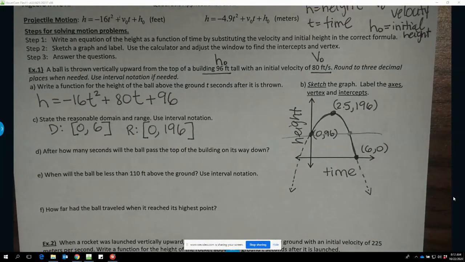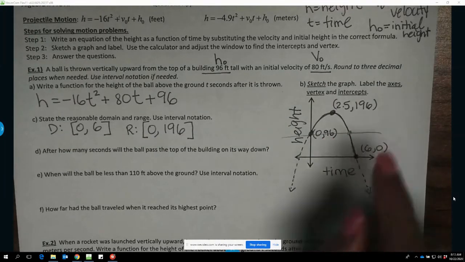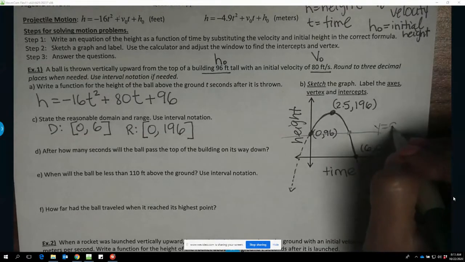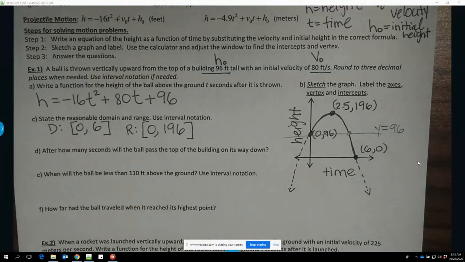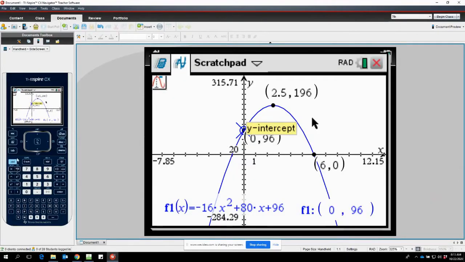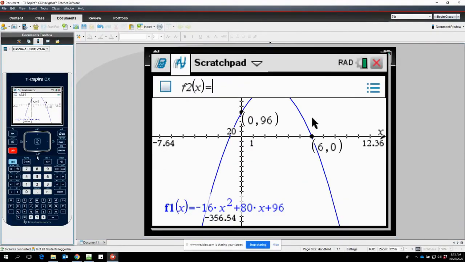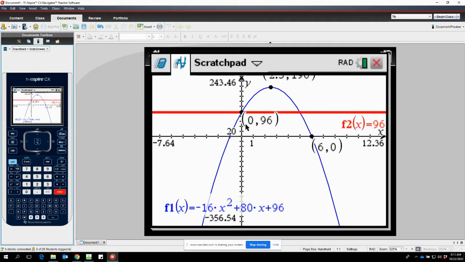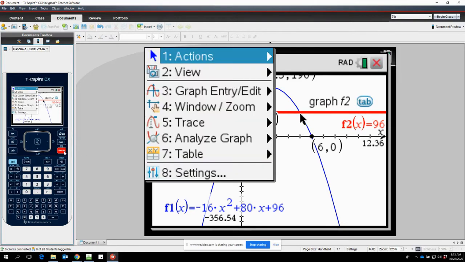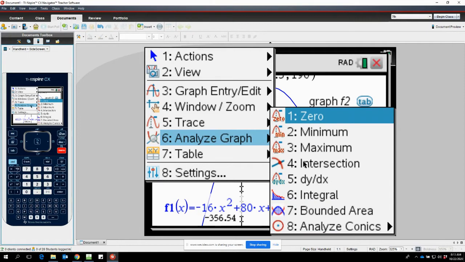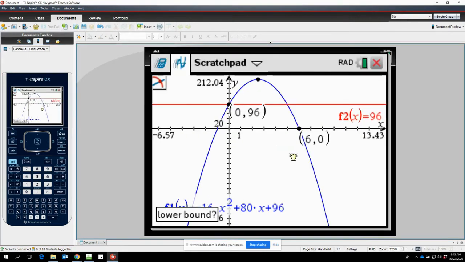So this is one of the ones where on your graph, you're going to go to the F2 and graph 96, because this is y equals 96. So we can find out where those graphs intersect. So go to the graph, hit tab so that you can see F2, 96. Okay, there it is. And we want to find the second intersection. So on the way down, menu, analyze graph, intersection, and then again, menu, there you go, left, right, here we go.